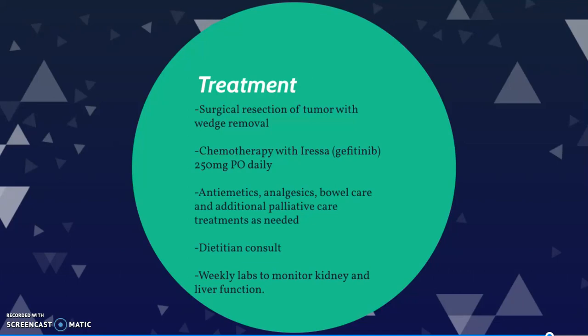Treatment for this patient, she did decide on surgical resection of the tumor with just the wedge removal being appropriate as the tumor was small. Following the wedge resection, she began treatment with Iressa, 250 milligrams PO daily, so that is an oral chemotherapy agent, and that's an EGFR tyrosine kinase inhibitor, and this type of oral chemotherapy targets the EGFR cells to prohibit growth.